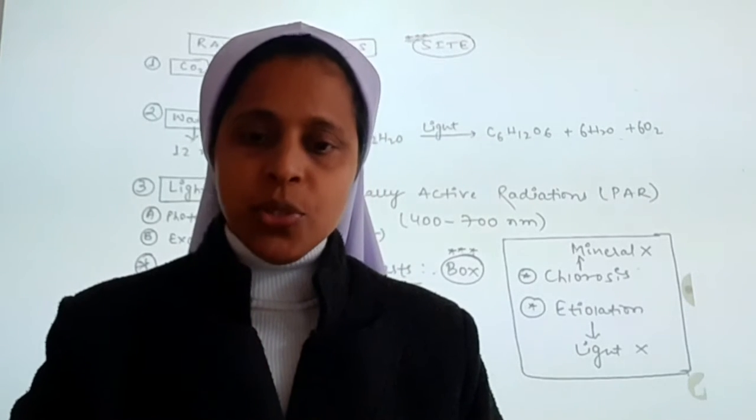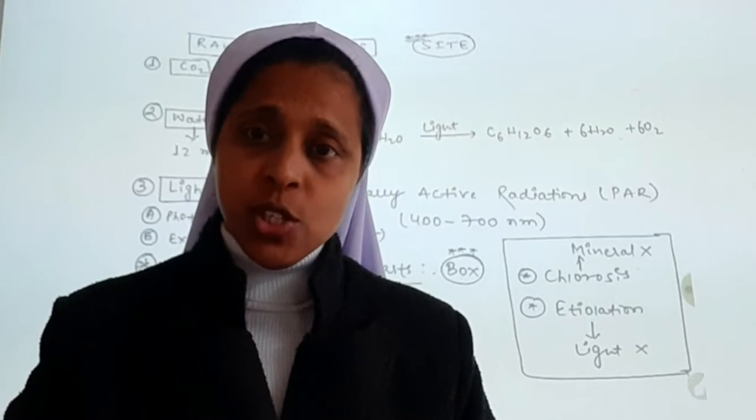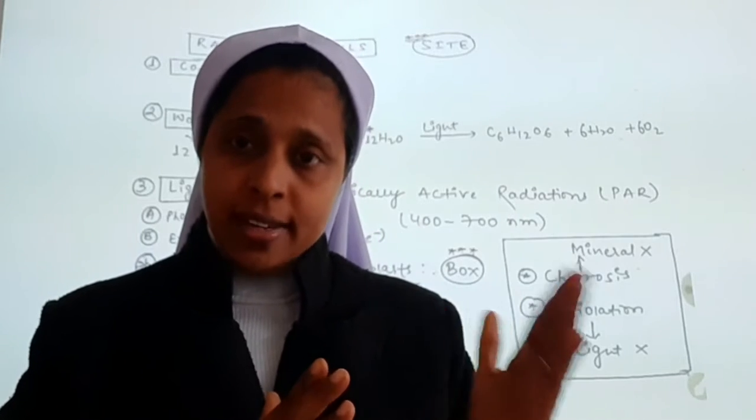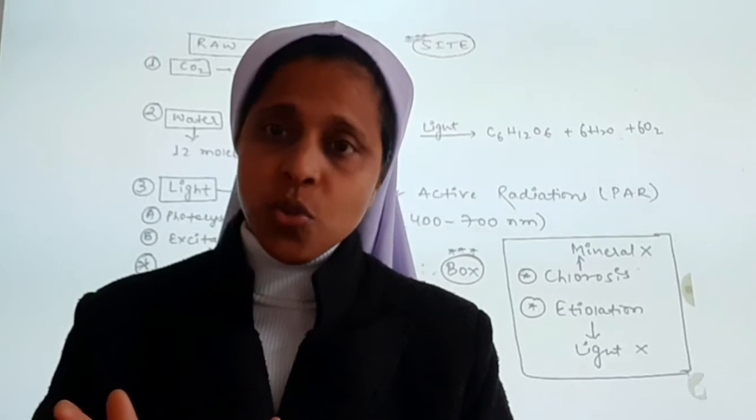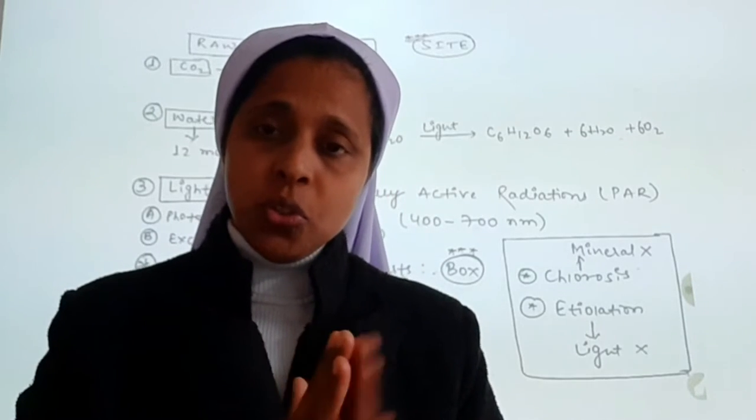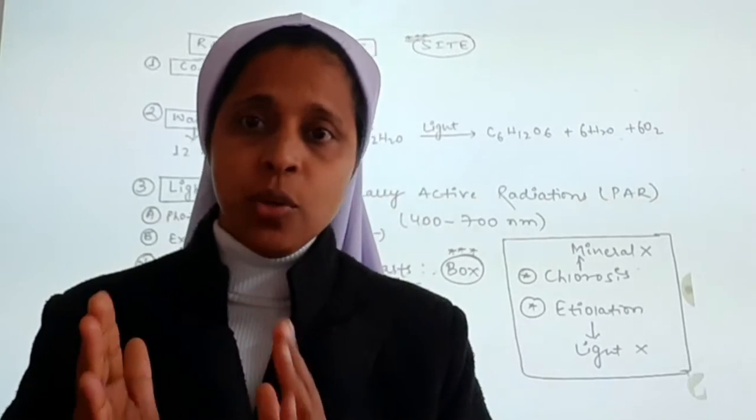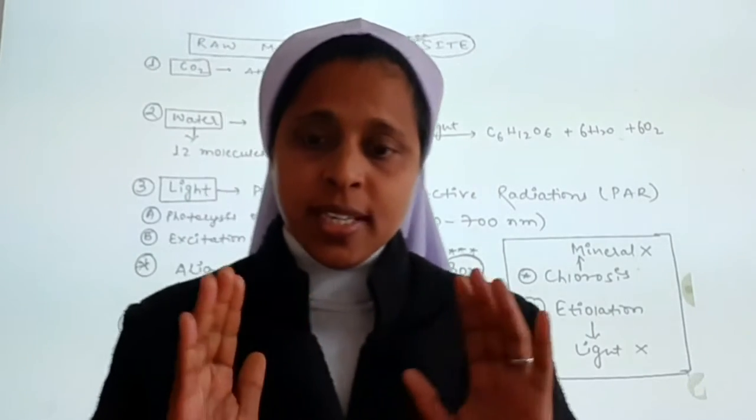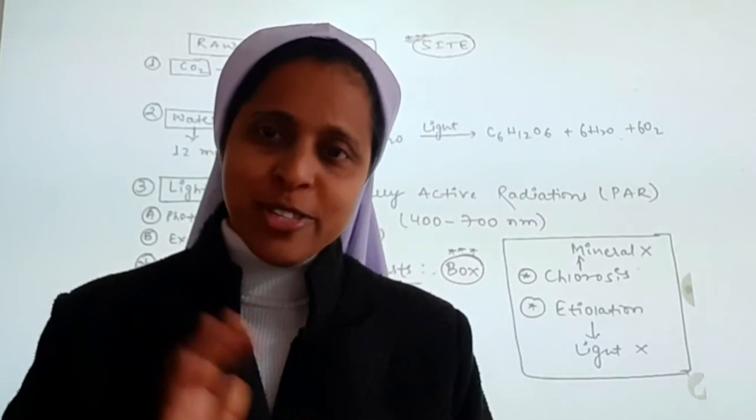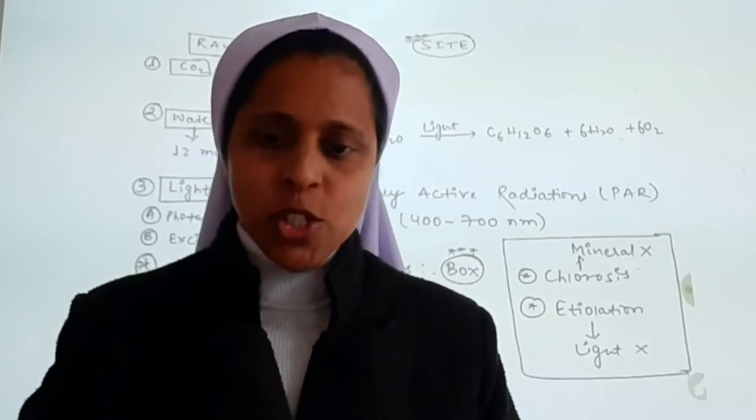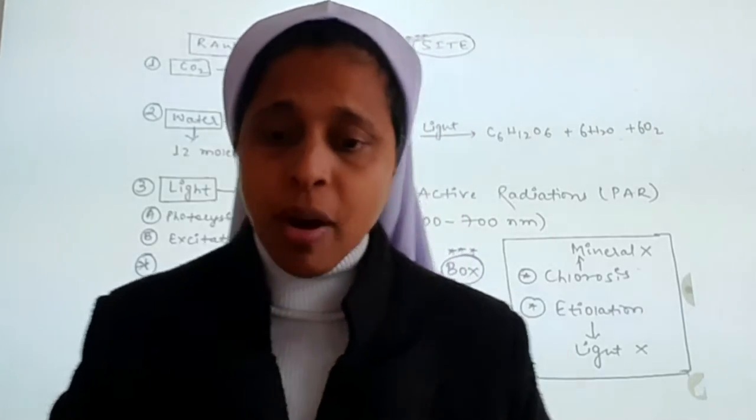So 2 H plus is also required. Where does this H plus come from? We all know that when we break 2 molecules of H2O, we will get 2 H plus. So we can conclude that if 2 NADPH are used, then 2 molecules of H2O should be broken. So if we need 2 molecules of NADPH, we have to break, split, 2 water molecules. So if we need 12 molecules of NADPH, then of course we have to break 12 molecules of H2O. That's why 12 molecules of H2O are used in the above equation.